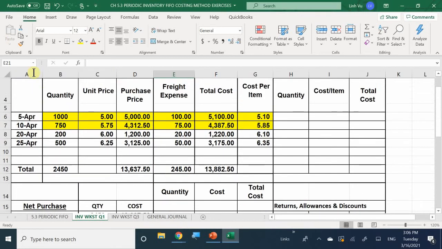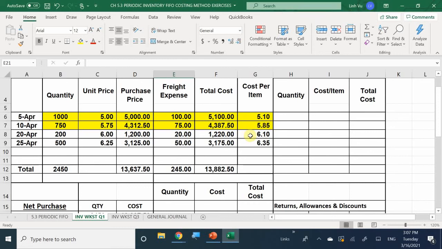Now, because I'm using my batches, I already got rid of my first batch. I already got rid of my second batch. Which batch is going to be next? April 20th, all right? And in this case, am I selling all of it or some of it? Just some of it, right? We're only selling 100 items out of the 200. So in this context, I actually have to calculate the actual cost per item.